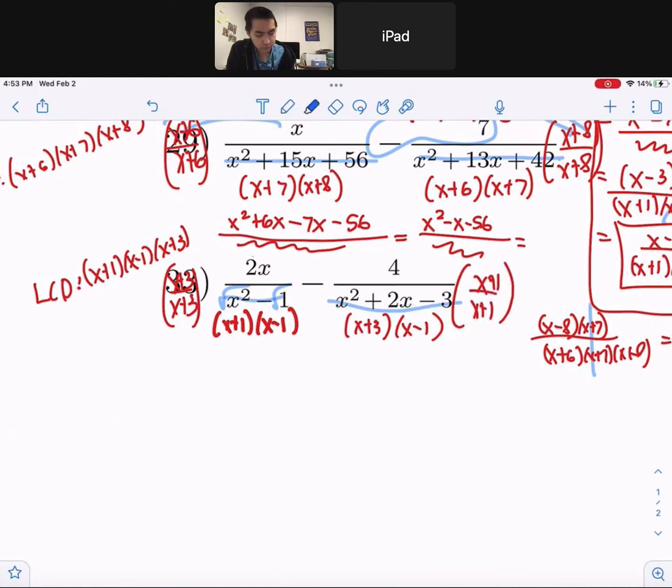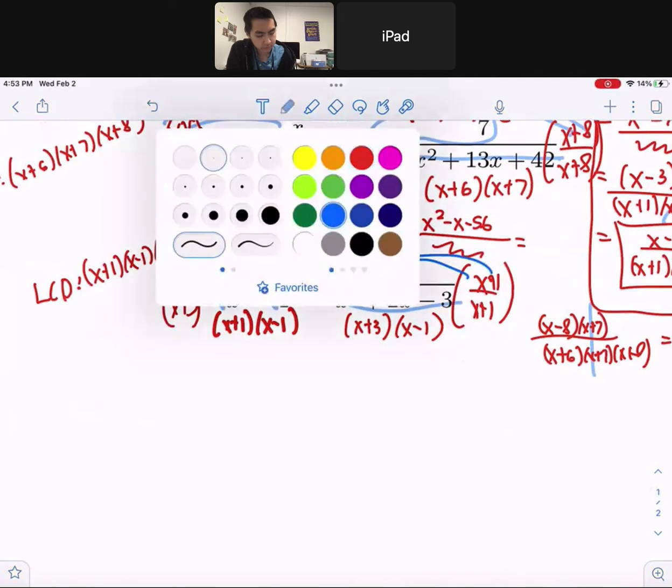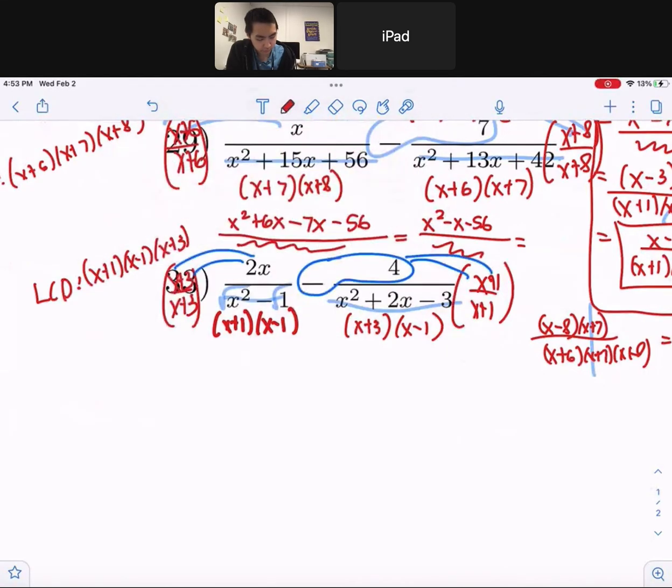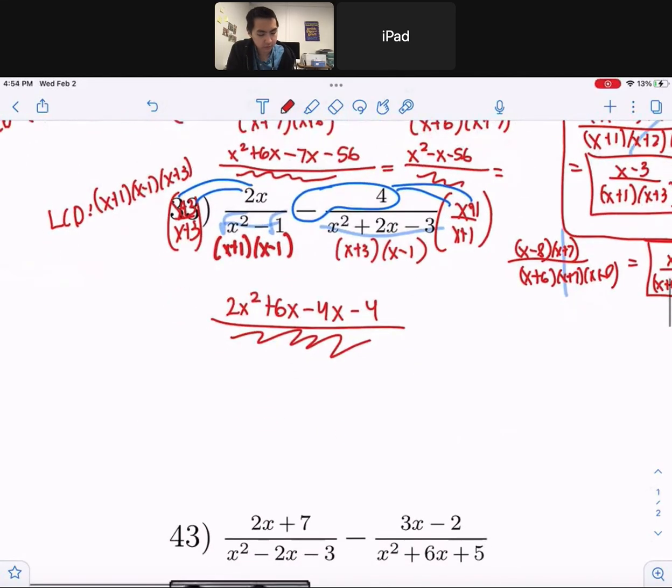So distribute 2x to there, and distribute the negative 4 to both of there. So we're going to get 2x times x, 2x squared. 2x times 6, 6x. Negative 4 times x, negative 4x. Negative 4 times 1, negative 4. Okay, so this is all over the LCD, and I'll include it later. So combine like terms, so 2x squared plus 2x minus 4, all over the LCD.